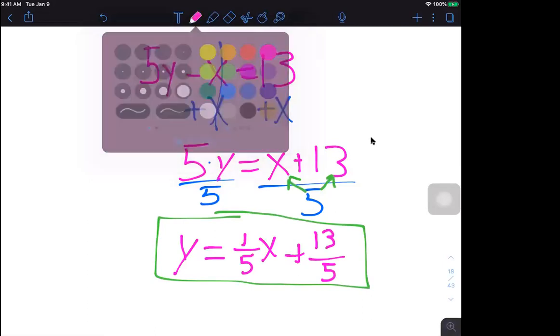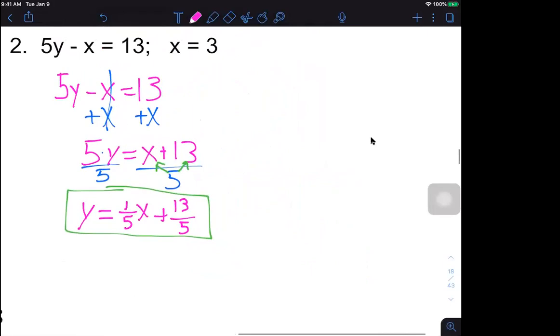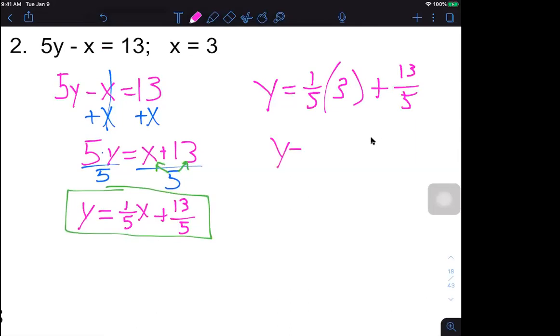So our second step now is we're going to plug in. We want to plug in 3. So I'm going to rewrite y equals 1/5. Again, when we plug in, we use parentheses. Plus 13/5. And I think we're all pretty good on this one. I'll just go ahead across and multiply. 1/5 times 3 is going to give us 3/5. Mr. Korn, what's 3/5 plus 13/5?